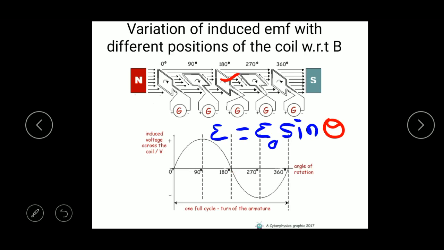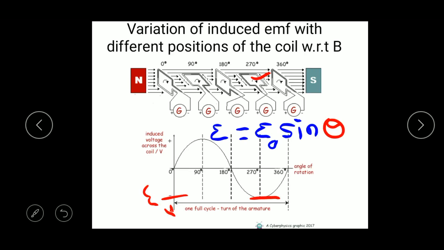So in the next case, what happens when theta is equal to 270 degree? Fourth case, when theta is equal to 270 degree, the plane of the coil is along the direction of the magnetic field. Therefore, sine 270 is minus 1. Therefore, E is equal to minus E naught. Right? E is equal to minus E naught you will get here.